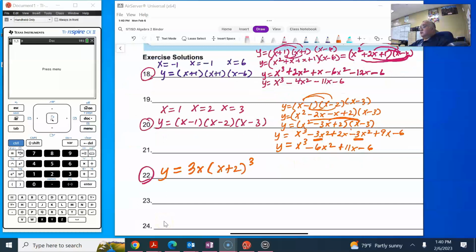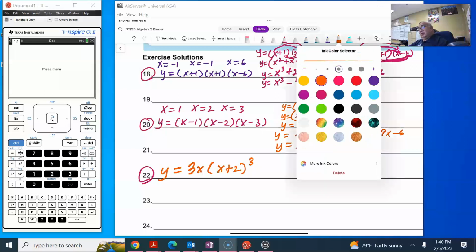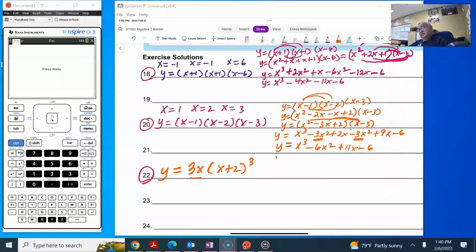I'm going to read the instructions for 22. Find the zeros of each function. State the multiplicity of any multiple zeros. So remember, you're going to set 3x equal to 0. So automatically x is equal to 0. That's our first 0. And then you do have a multiplicity of 3 with x plus 2 raised to the third power, which is x plus 2, and you're going to repeat it 3 times.